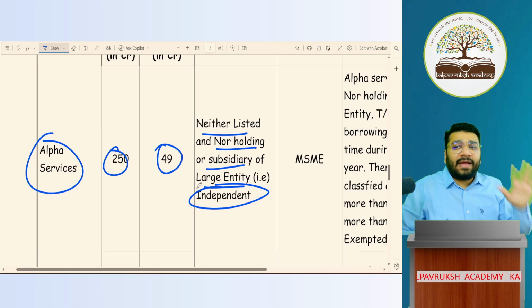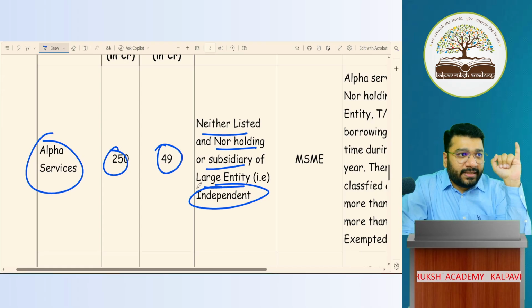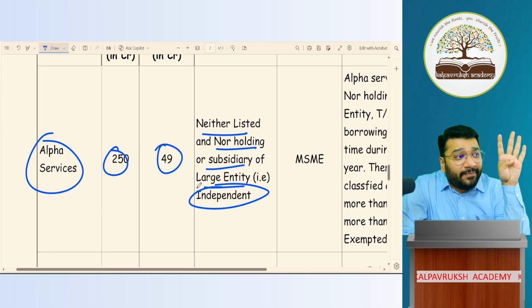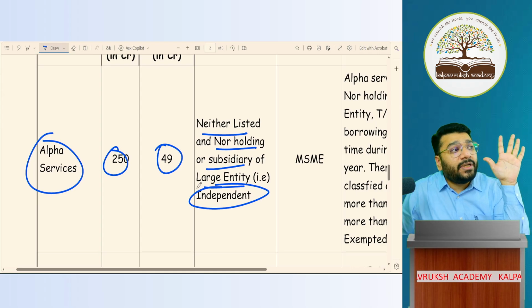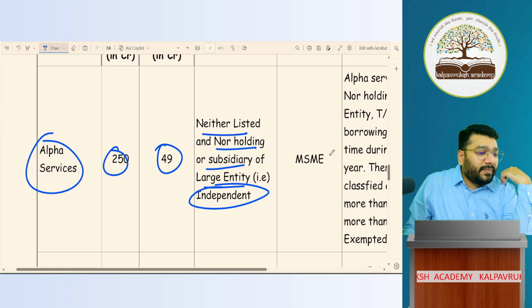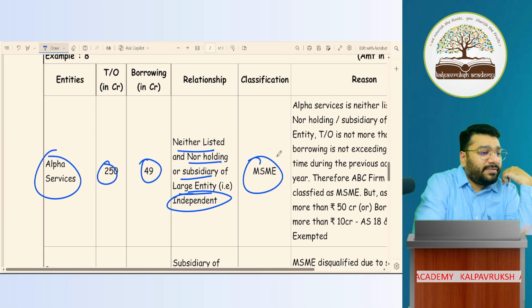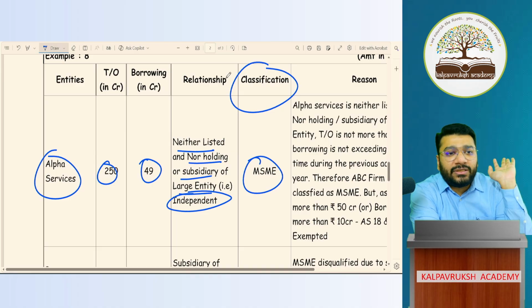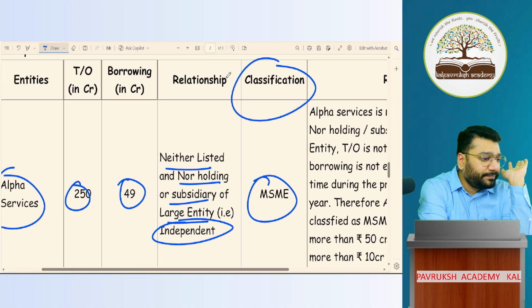How many conditions? Totally 5 conditions. First condition satisfied, not listed. Second condition, not a bank, FI or insurance. Third condition satisfied, turnover not exceeding 250. Fourth condition, borrowing not exceeding 50 crore. Neither am I holding a subsidiary of a large entity. Who am I? MSME. Classification, MSME. Reason, if I don't read, is it okay? Same thing only I mentioned. What we discussed orally is what is mentioned.